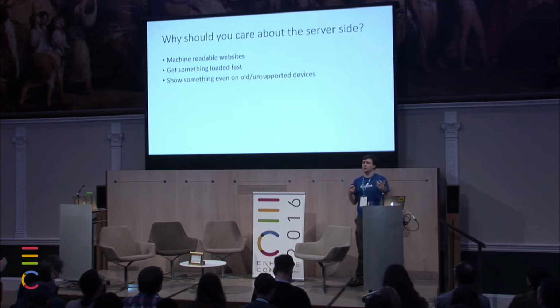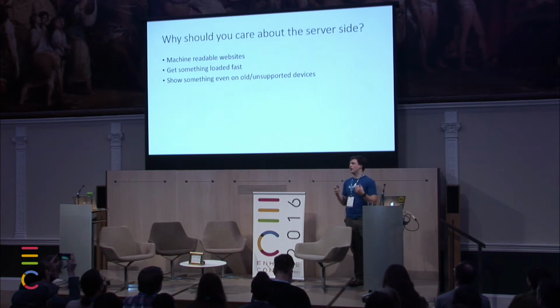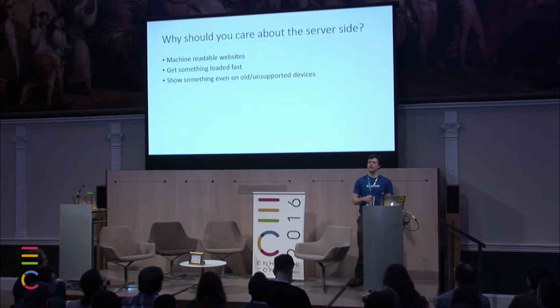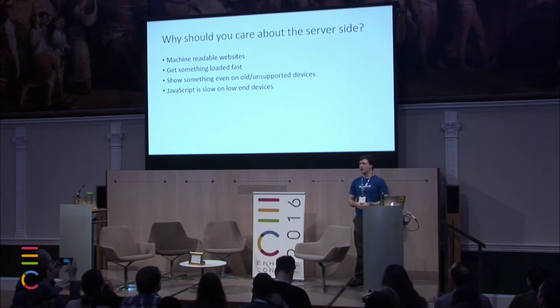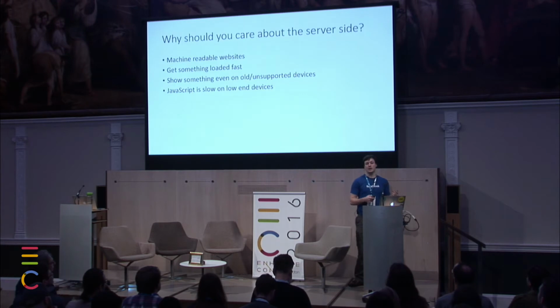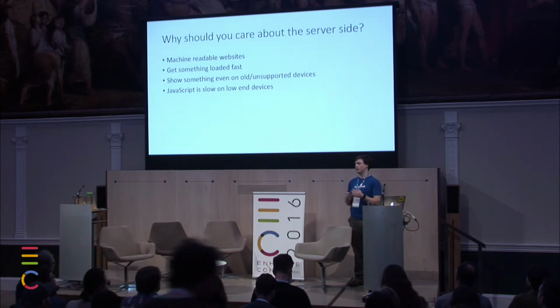It also allows you to show something even on older or unsupported devices. So if there's errors in your JavaScript, if any bugs occur, at least if you've got server-side rendering, there'll be something visible on the client. It also allows you to support lower-end devices. On lower-end devices, running JavaScript can be really slow. So even if your app could run on a device, your entire client-side code could run, it might not be worth sending them that JavaScript.